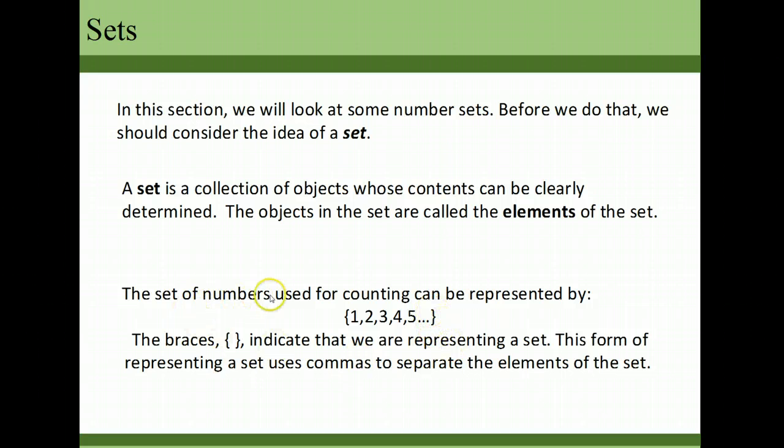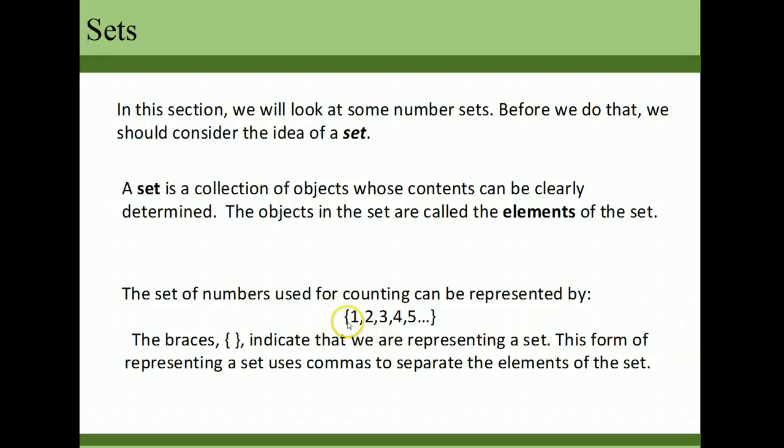For example, we can use the set of numbers used for counting. This would be the set of numbers 1, 2, 3, 4, 5. And the little three dots here represent that the set continues on in the same pattern. So, for example, 6, 7, 8, 9, and 10, and so forth would be continuing on for the set. The squiggly brackets that are right here indicate the idea of a set, right? It means a collection of objects.